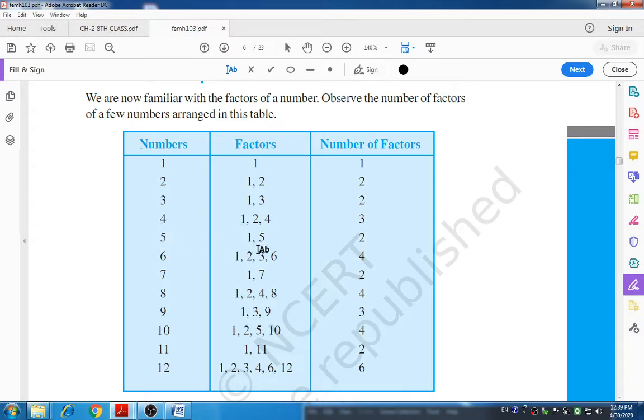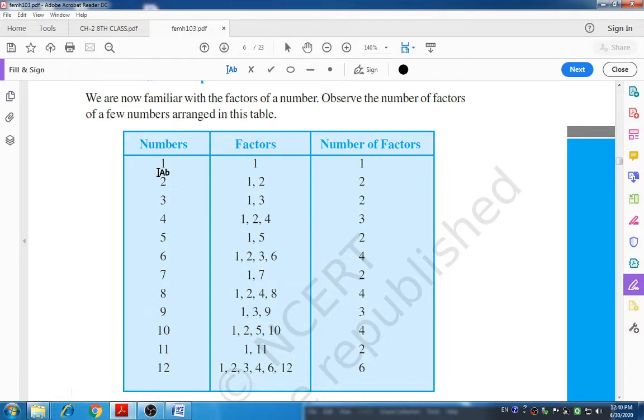Factor of 5 is 1, 5. Factor of 6 is 1, 2, 3, 6. Factor of 7 is 1 and 7. Factor of 8 is 1, 2, 4, 8. Factor of 9 is 1, 3, 9. Factors of 10 are 1, 2, 5, 10. Factors of 11 are 1 and 11. And factors of 12 are 1, 2, 3, 4, 6, 12.